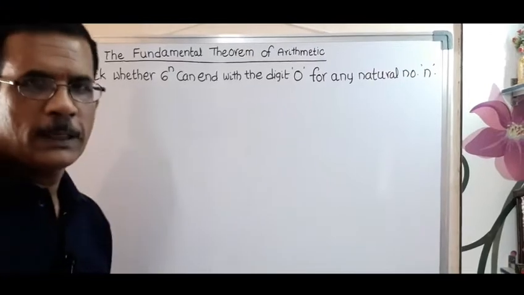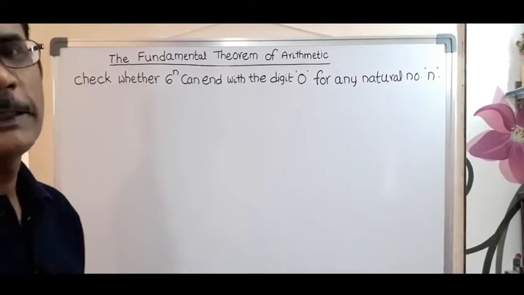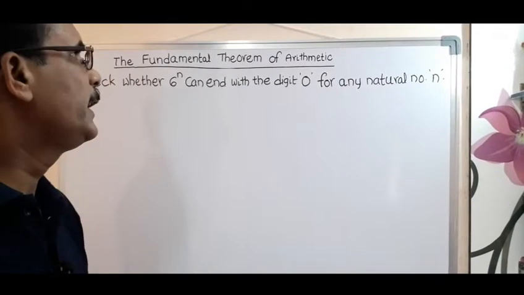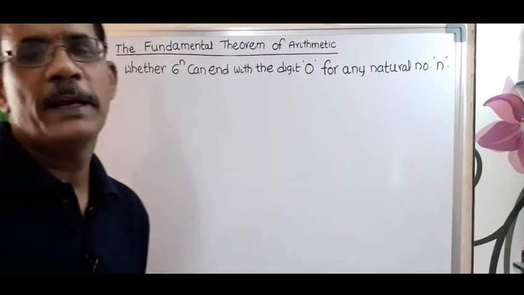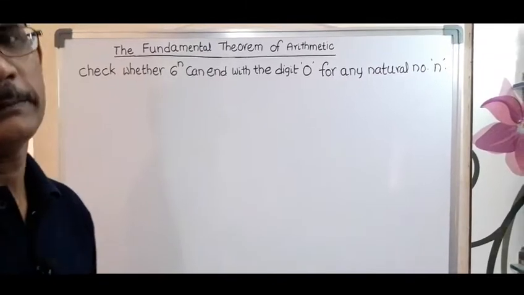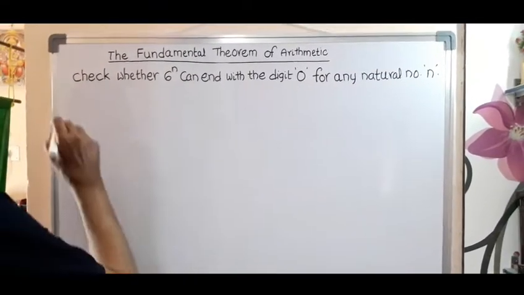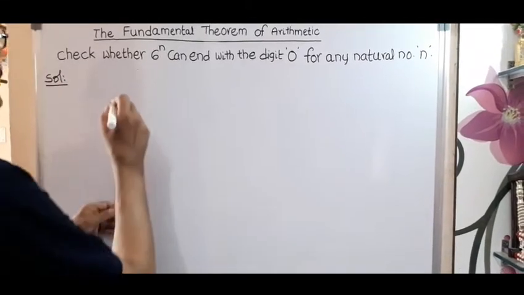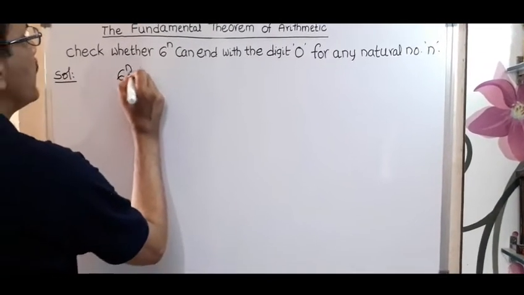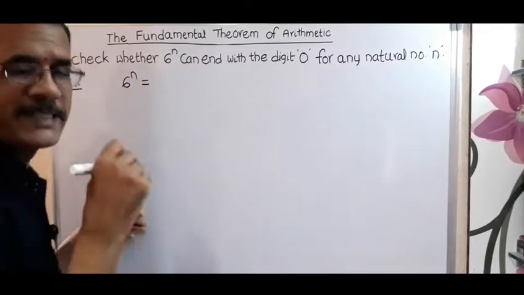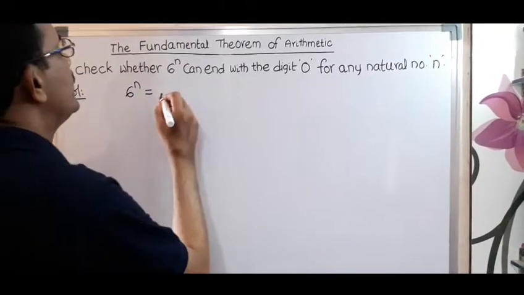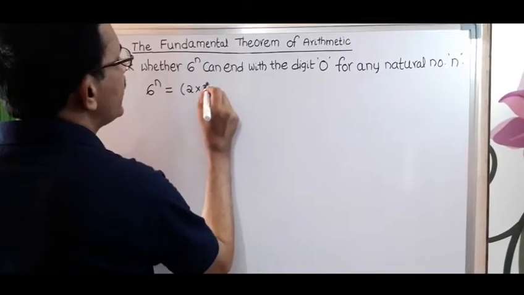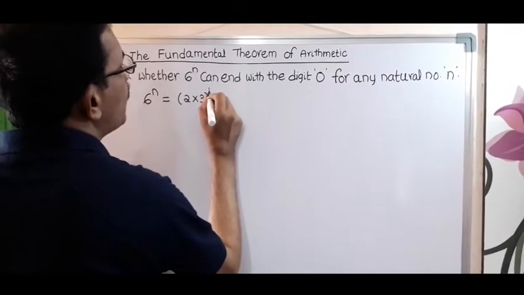Now let us solve another problem using this fundamental theorem of arithmetic. Check whether 6 power n can end with the digit 0 for any natural number n. Solution. 6 power n is equal to, I am writing 6 as a product of primes. All of you know 2 into 3 is 6. So it can be written as 2 into 3 whole power n.